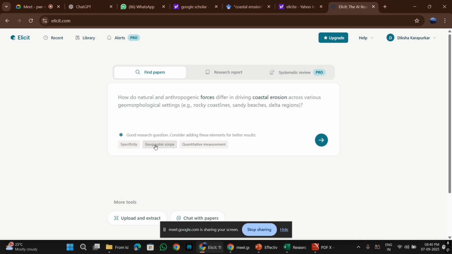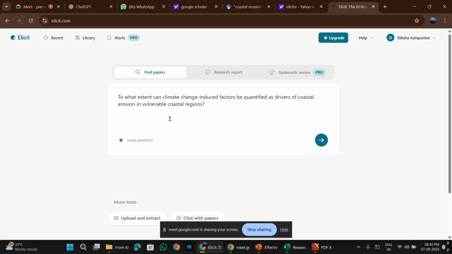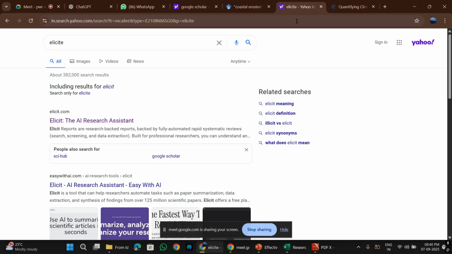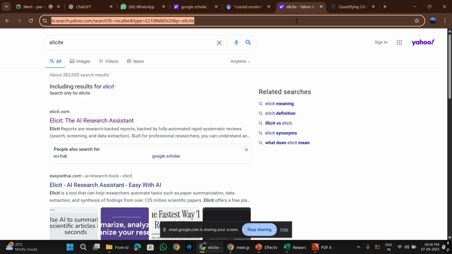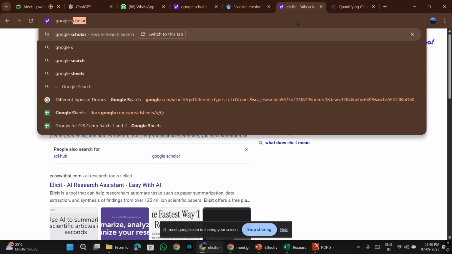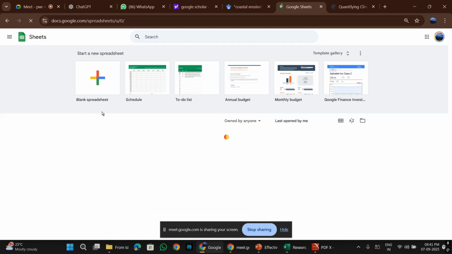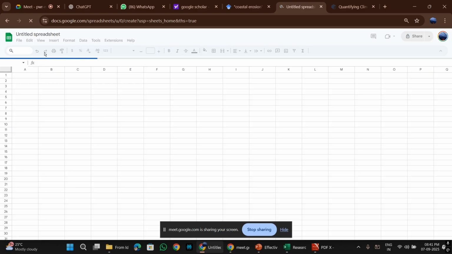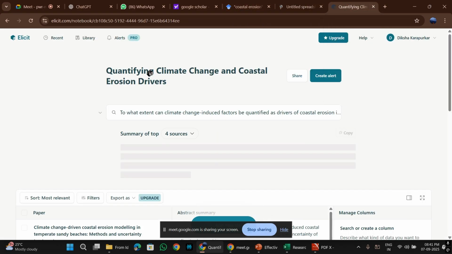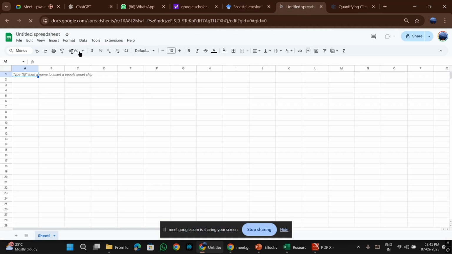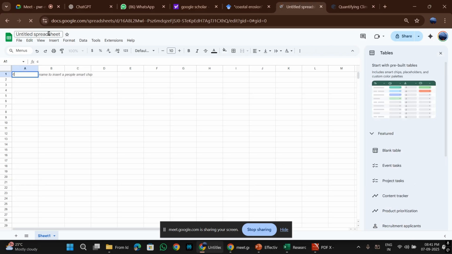So I feel I should go for the quantitative measurement. This question I really like. So what I will do, I will go ahead and open this side by side. Go ahead and open a Google spreadsheet, a blank one. If you want, you can as well give the same question to it, right? That is coastal erosion. So let me call it coastal erosion drivers.